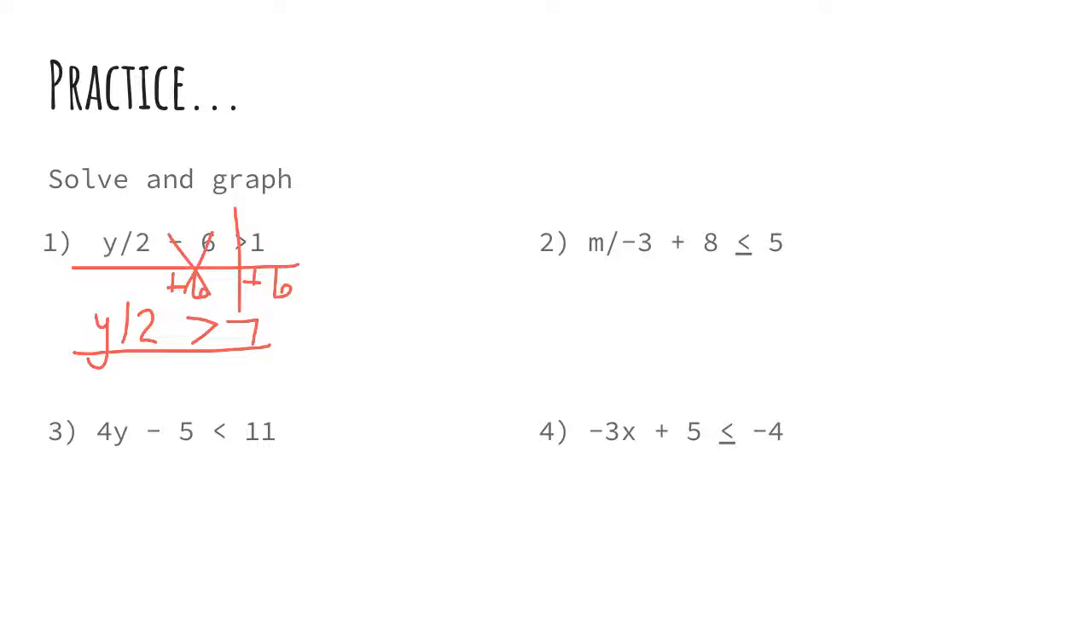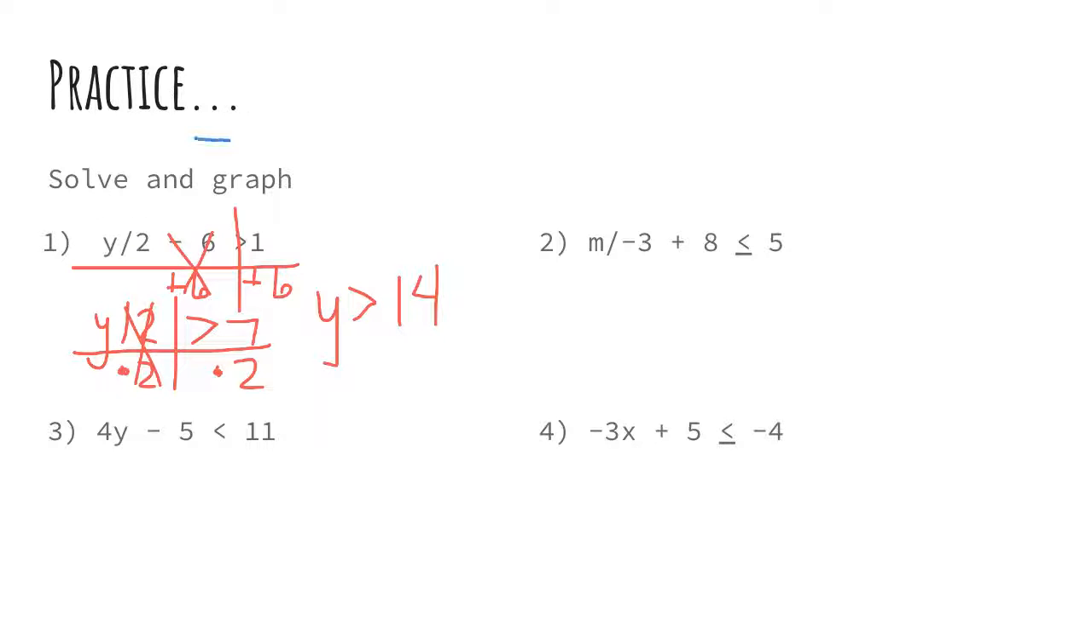Step 2 is to multiply or divide by the coefficient on the same side as the variable. And since this is divided by 2, I think we should multiply both sides by 2. That isolates our variable y on one side and 14 on the other. I did not deal with a negative 2, and so I'm not going to flip my sign.